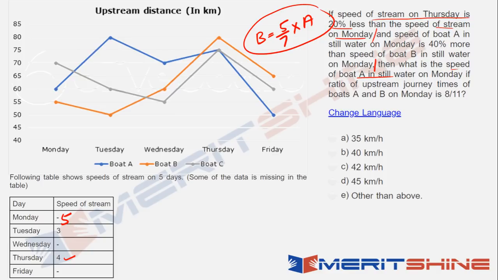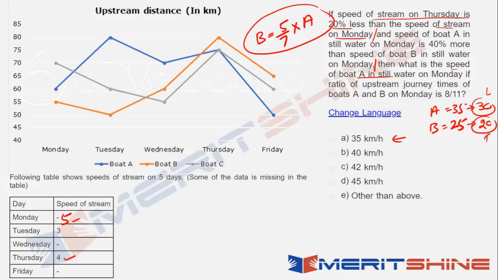Let's check for A first. If the speed of A is 35, what is the speed of B? The speed of B would be 25, and this is in still water. So what would be the speed upstream? 35 minus 5 becomes 30, and for B, 25 minus 5 becomes 20. So the speeds become 30 and 20 respectively if we go with option A. I am just checking with the options here. If it doesn't satisfy, I will go to option C. But it's an easier one to check because these numbers, 30 and 20, are easier to work with.